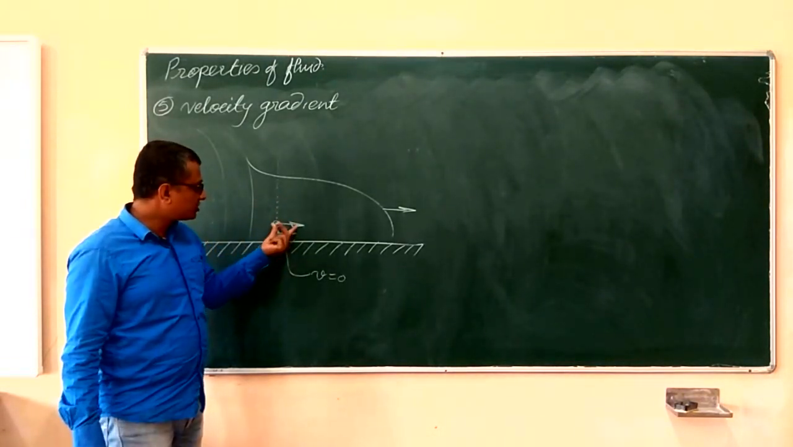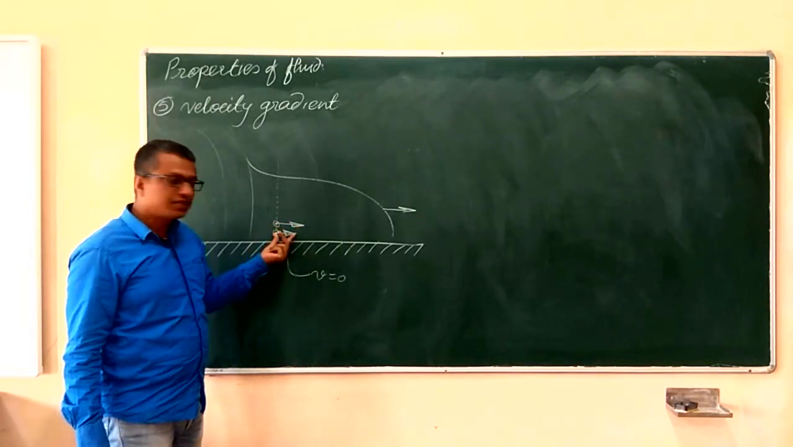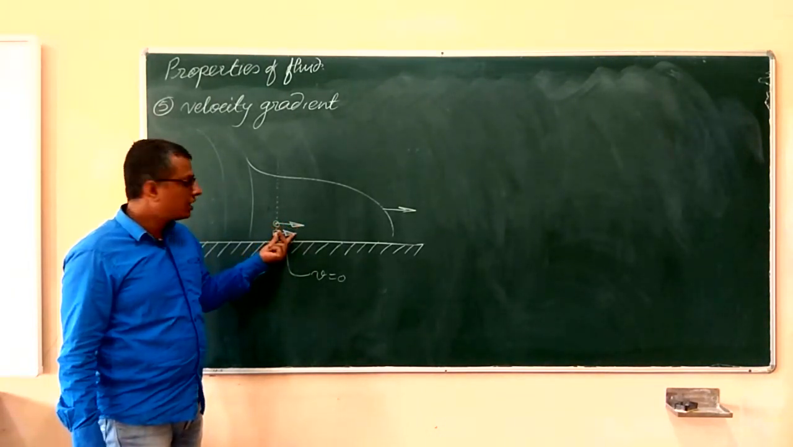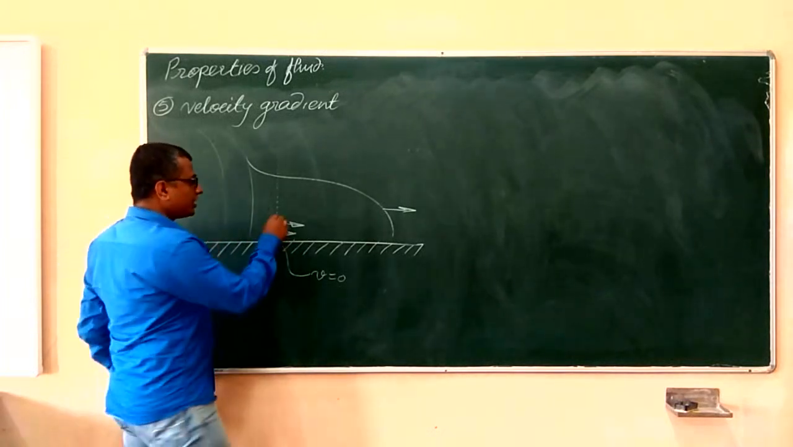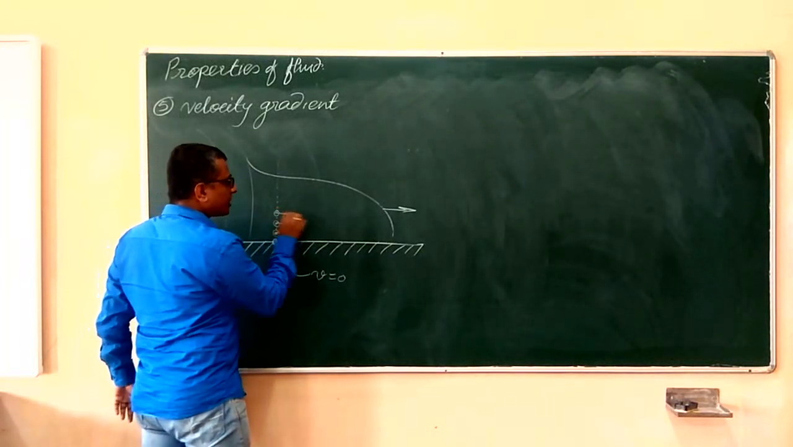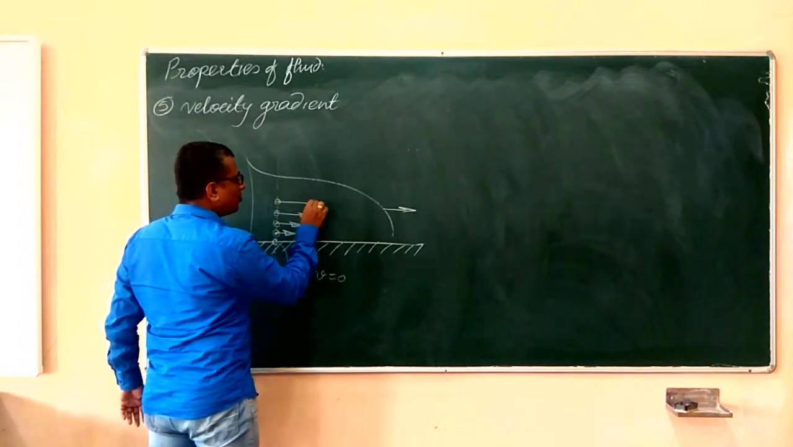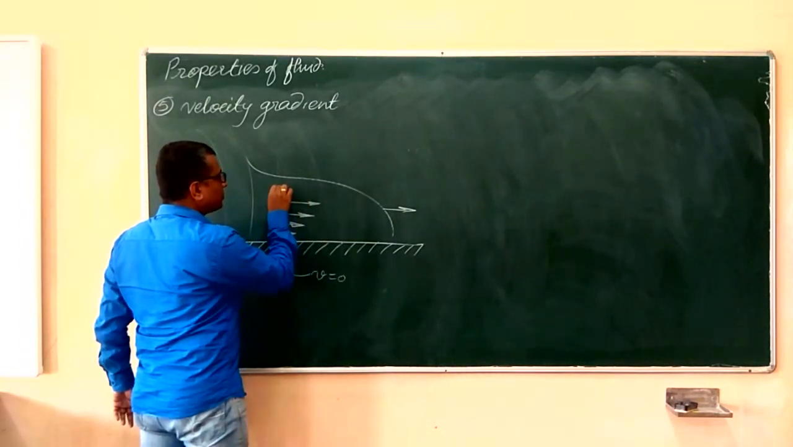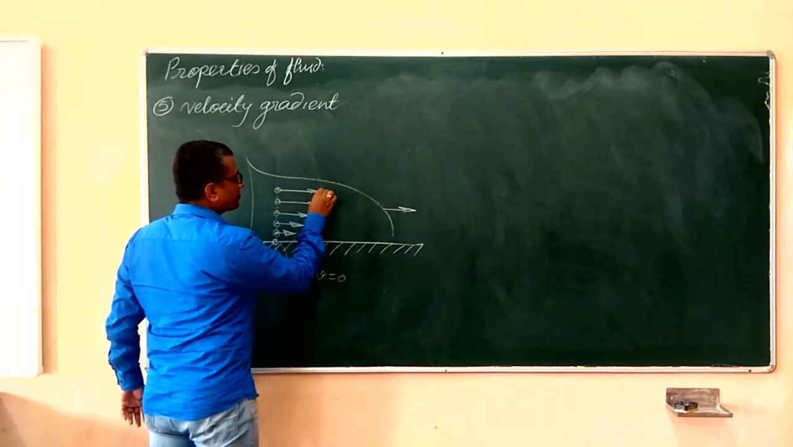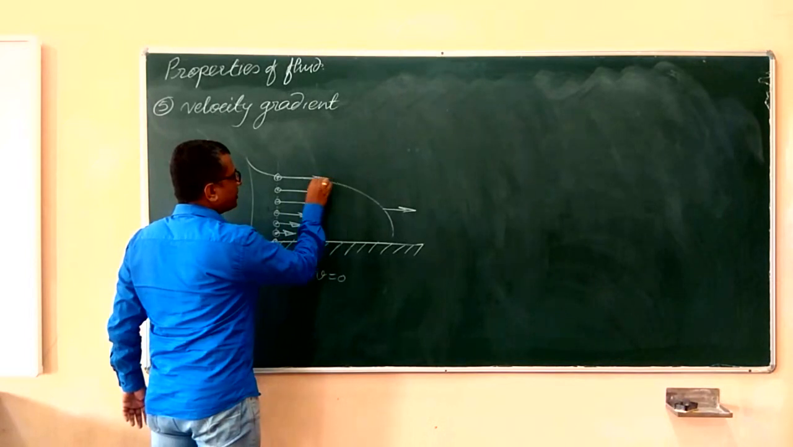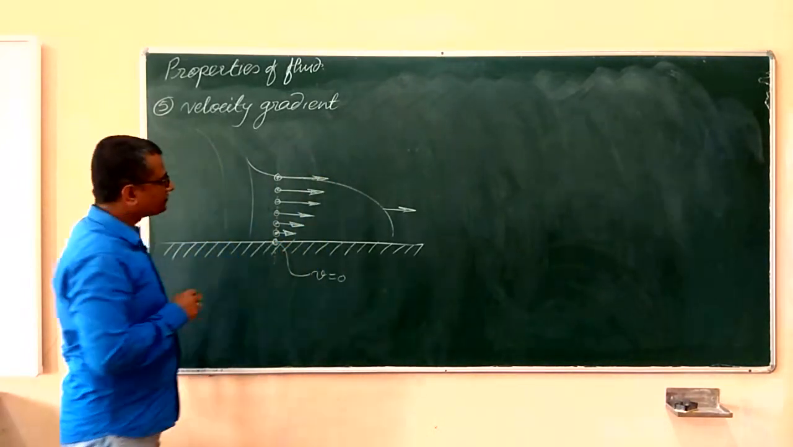So, obviously, this vector is longer than that vector. So, the velocity of this particle is more than the velocity of this particle. And in a similar manner, if I go up and up, you will find the velocity of the fluid particle is increasing. Velocity of this fluid particle is again a little more. Velocity of this fluid particle over here is again a little more. So, if I draw the velocity vectors everywhere, I will be getting this pattern.